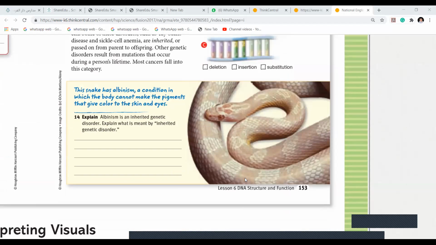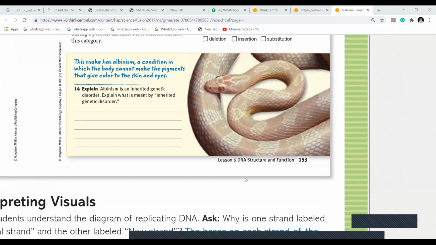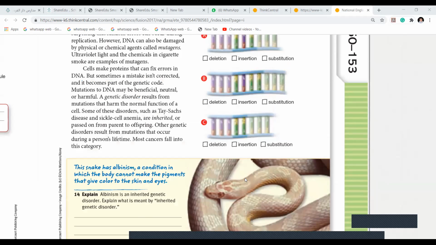Okay? Now, what can alter DNA, girls? Mutagens. Mutagens can alter, that means they can affect and harm DNA. Mutagens are such as UV rays, that is ultraviolet rays that come from the sun, and sometimes the substances present in cigarettes. Cells make proteins that can fix errors in DNA, but sometimes a mistake is not corrected and becomes part of the genetic code.